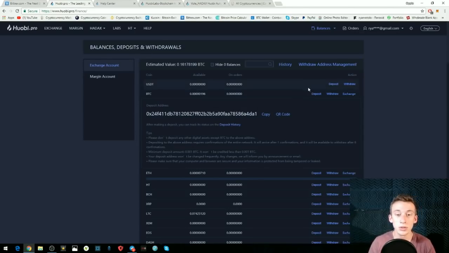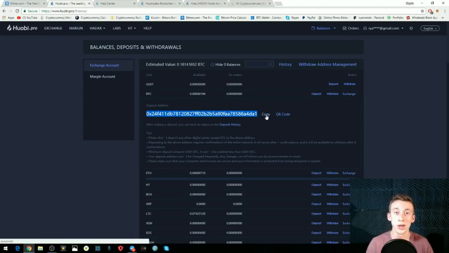So say I wanted to send Bitcoin on my wallet to Huobi. I would go to my wallet, go to the send tab. It's going to ask me for an address. I would come to Huobi, click on the deposit tab because I'm depositing Bitcoin to Huobi. I would copy this code right here just by pressing copy, go back to the wallet or exchange I'm trying to send Bitcoin from, put that in and send it.